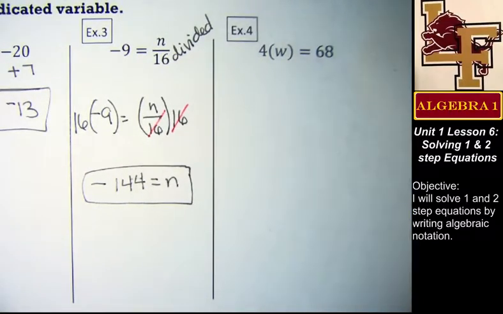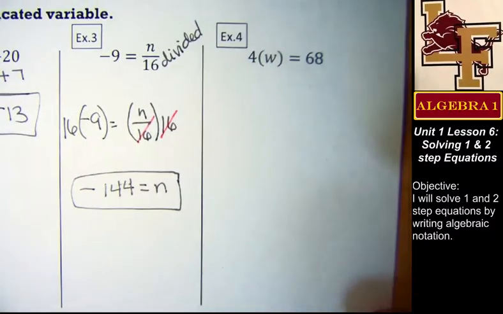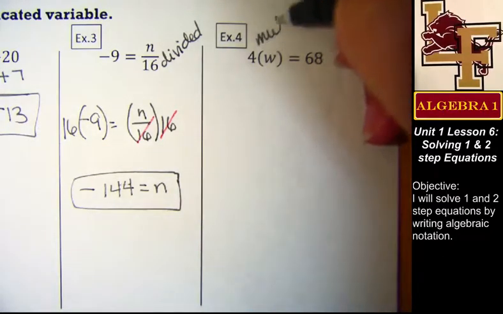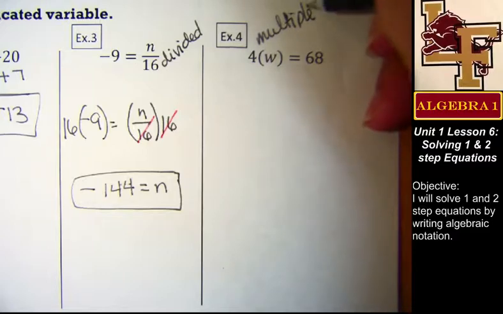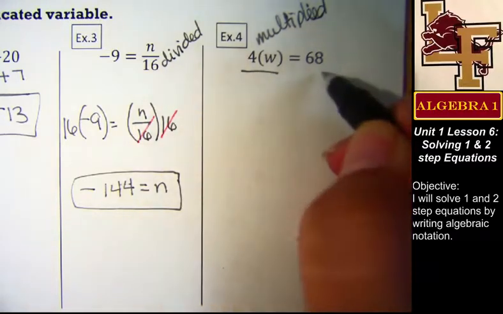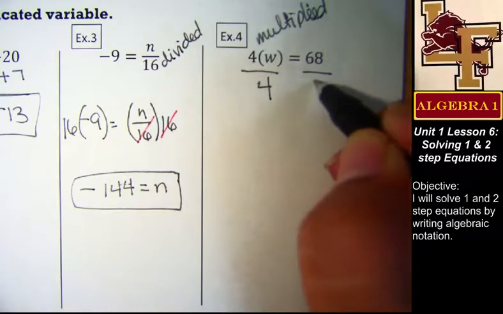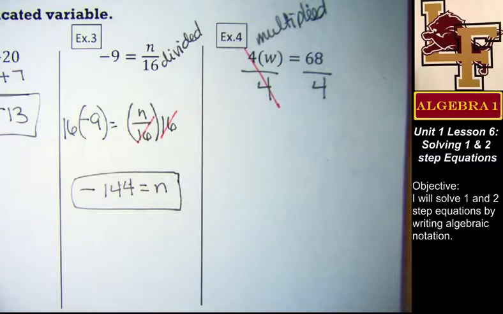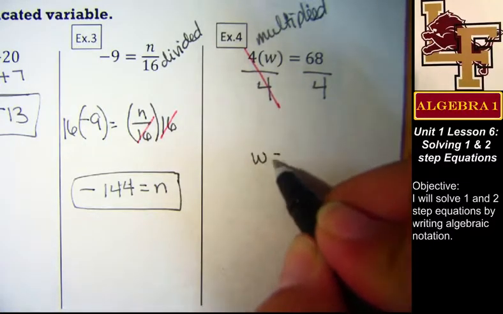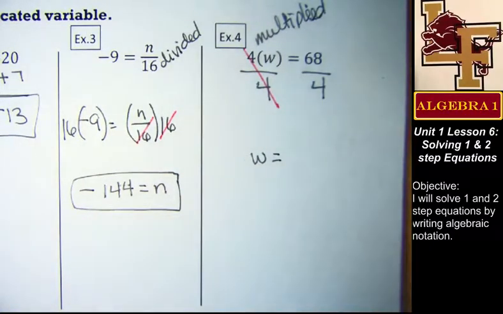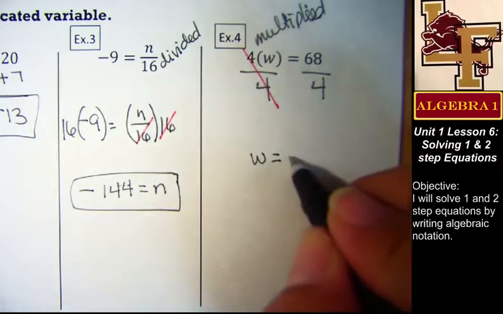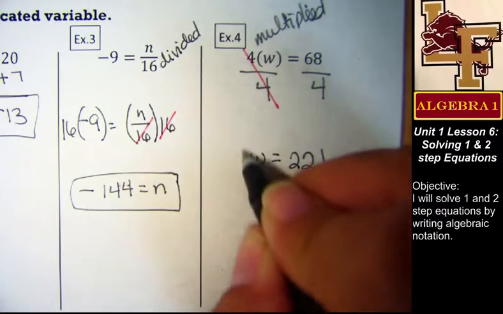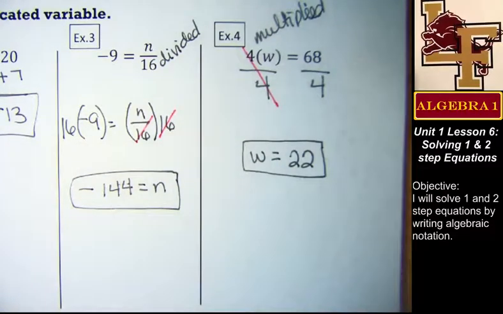All right, number 4. What's happening to the variable? It's being multiplied. So you divide. What am I dividing by? 4, because that's what it's being multiplied by. It was right? Yeah. Okay, good. Thank you for checking. Now I need help with 68 divided by 4. 22. Easy enough? Yes, ma'am. All right.